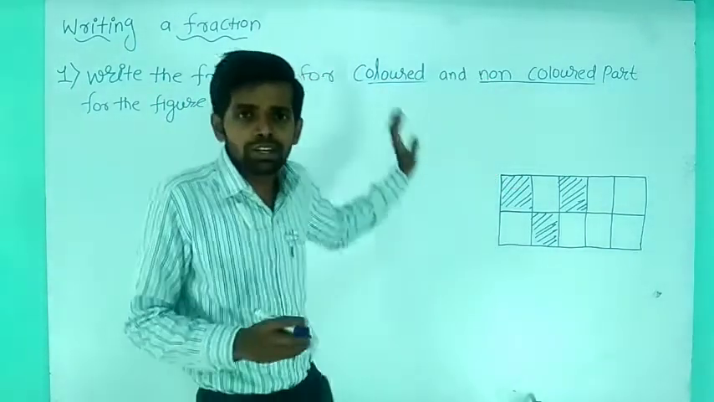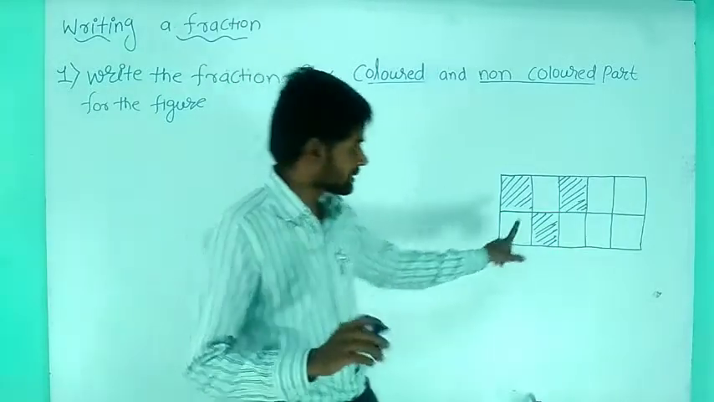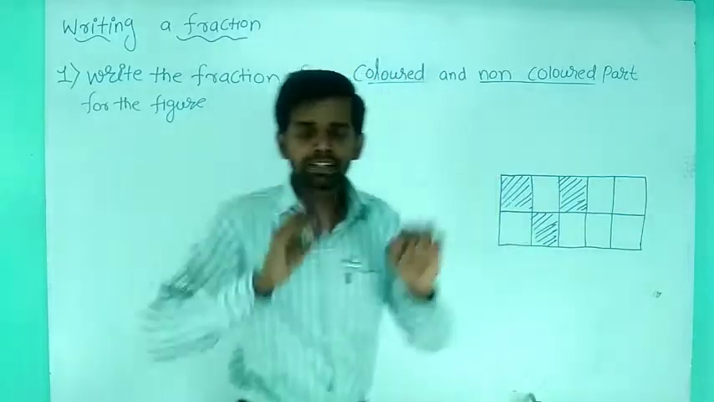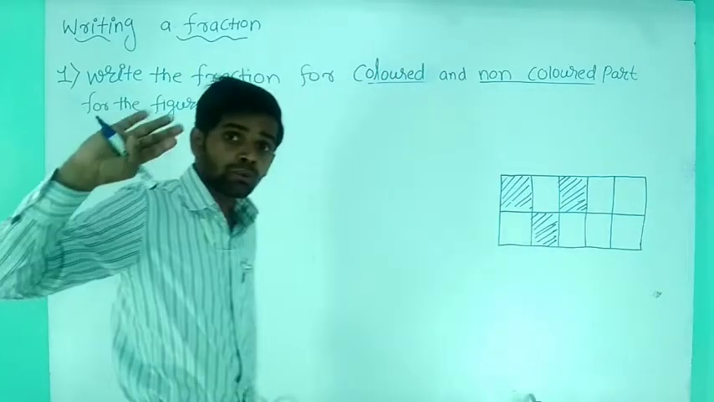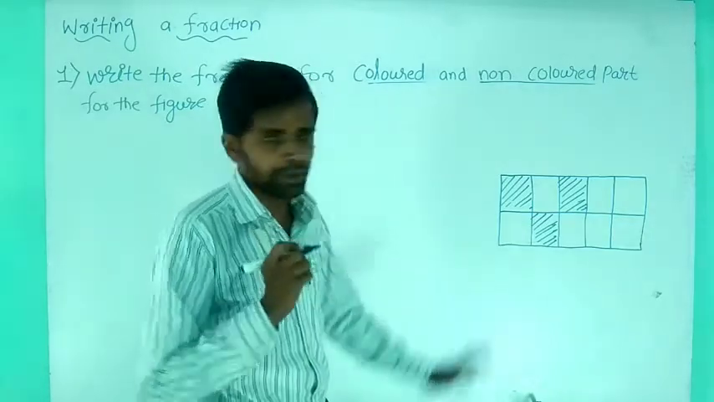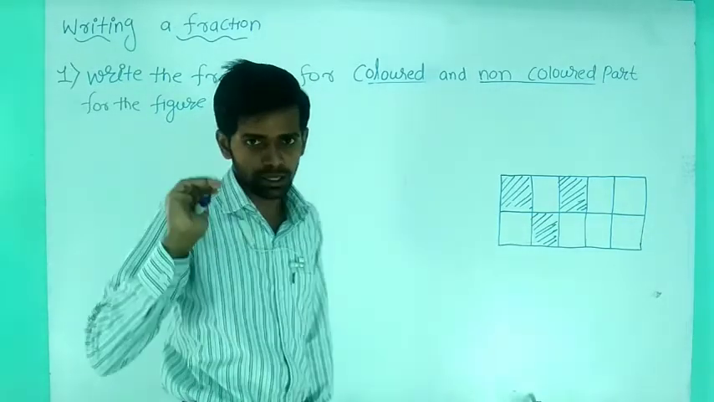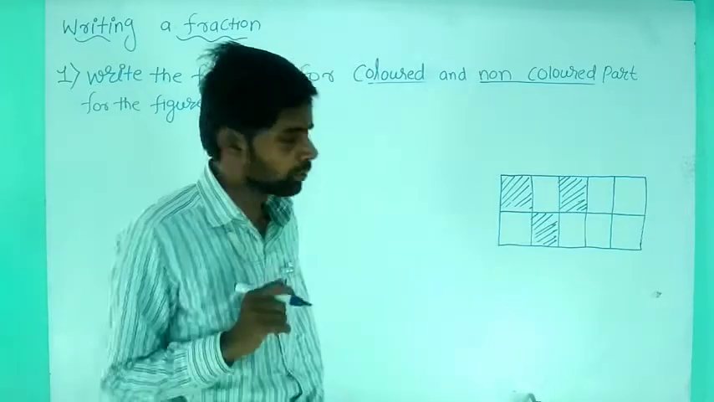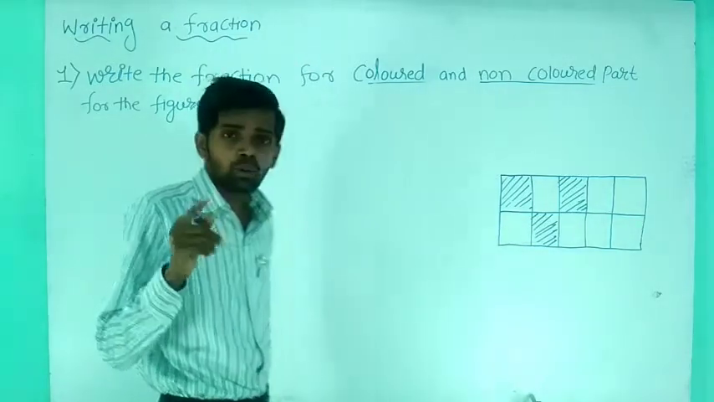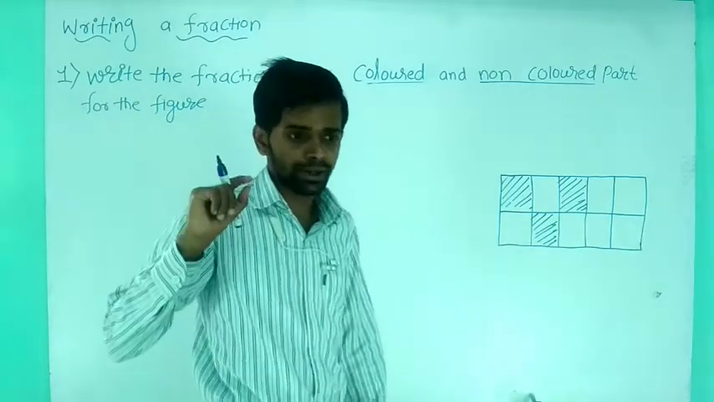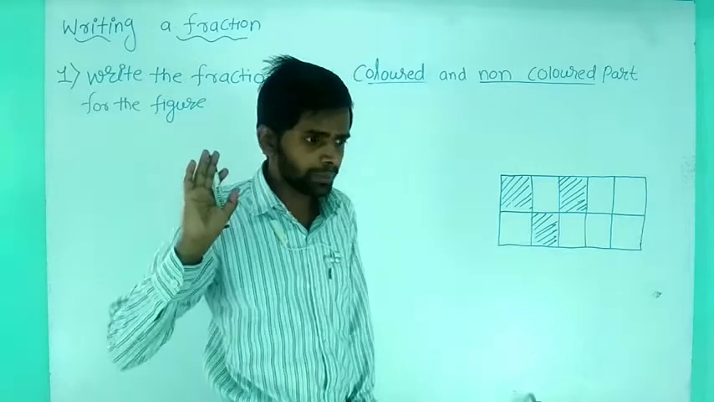Now as you can see in this figure, it is a complete object, and the complete object is divided into 10 equal parts. 1, 2, 3, 4, 5, 6, 7, 8, 9 and 10. 10 parts में divided है. Out of the 10 parts, I colored, that means I shaded 3 parts. उसमें से 3 parts को मैंने color कर दिया है. ठीक है. Suppose that is the colored part. तो अब क्या करना है? हम लोगों को fraction लिखना है for the colored part and for the non-colored part.